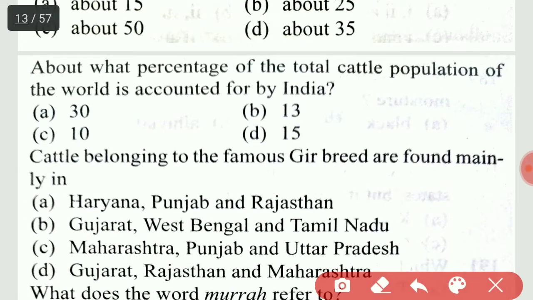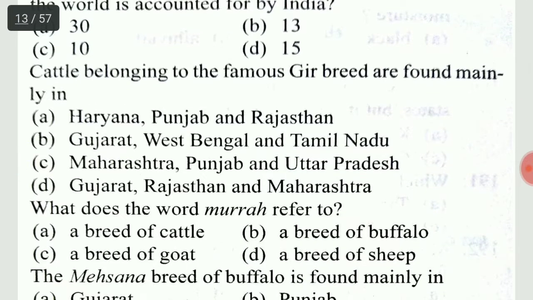Next, about what percentage of the total cattle population of the world is accounted for by India? The right option is option B, 13. Next, cattle belonging to the famous Gir breed are found mainly in option D, Gujarat, Rajasthan, and Maharashtra.